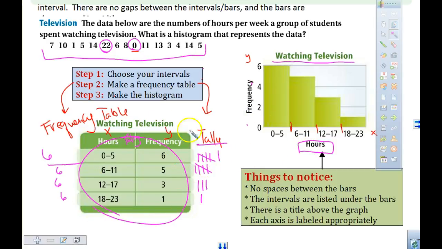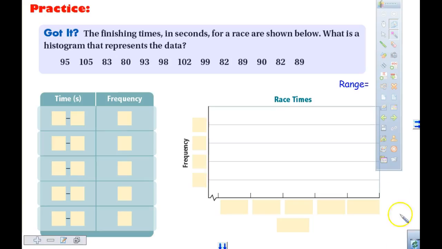So making the frequency table with the histogram, this is like probably an 8 to 10 point question, right? Because I need to see what were your intervals here, I need to see your intervals here, probably your tally and your frequency. I need the title on the graph, and I need the axis labeled appropriately. So we're going to try and make one now.